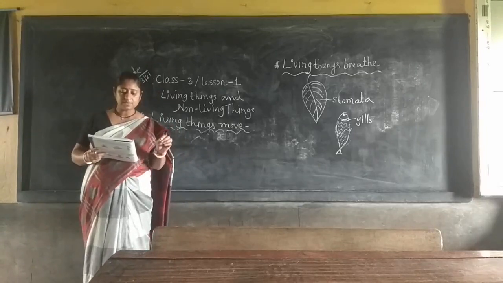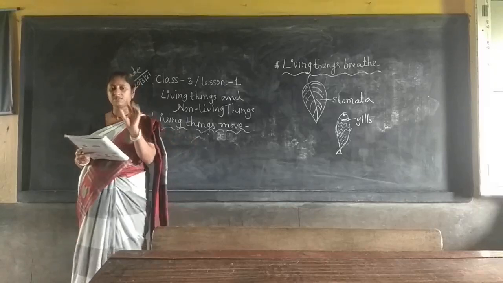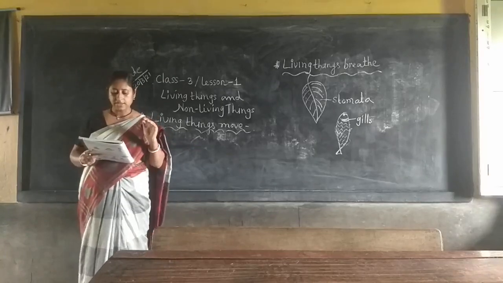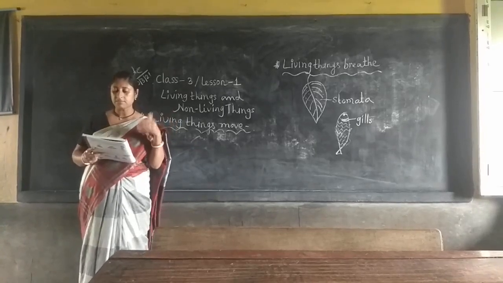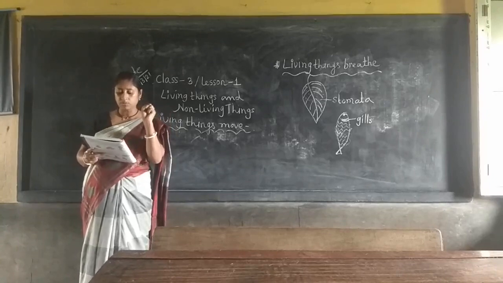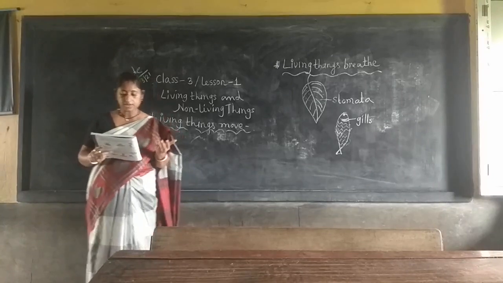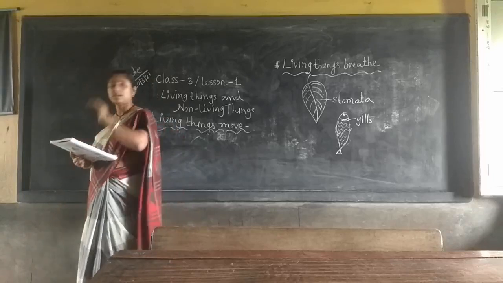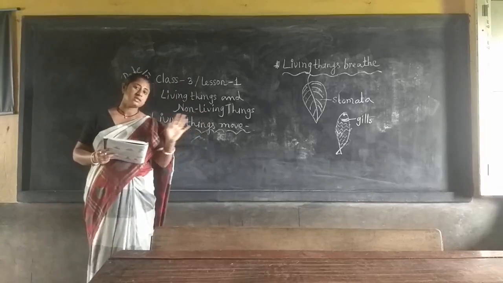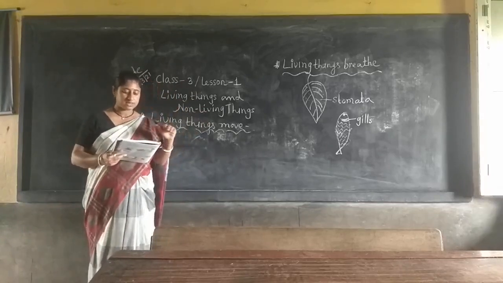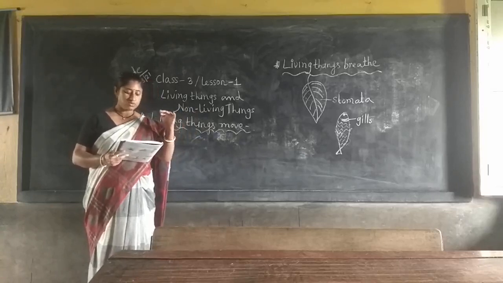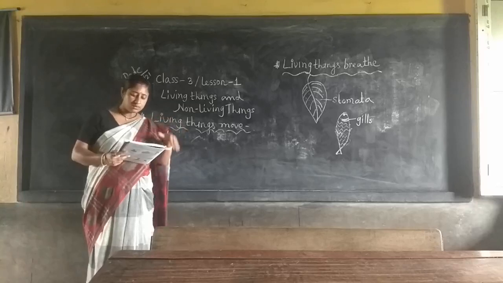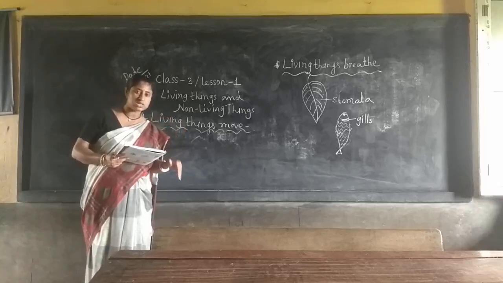Example, the leaves of touch me not, another name mimosa, show a quick movement when touched. The sunflower always faces towards the sun. Roots of a plant grow downwards and its stem grows upwards.